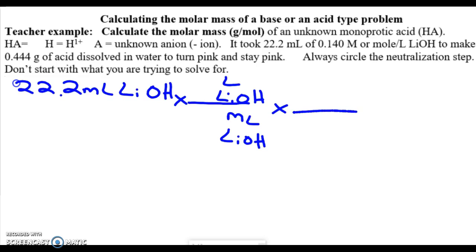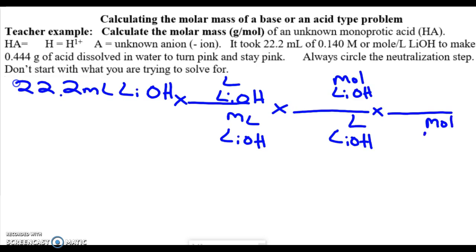Whatever's on top goes on the bottom of the next step. Liters of lithium hydroxide. From liter island, the only place we can go is mole island, so moles of lithium hydroxide. Whatever's on top goes on the bottom of the next step. Moles of lithium hydroxide. And when we're on that island, the only place we can go is to moles of hydroxide island.